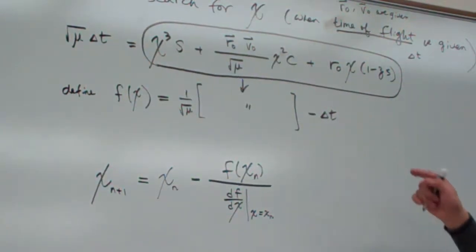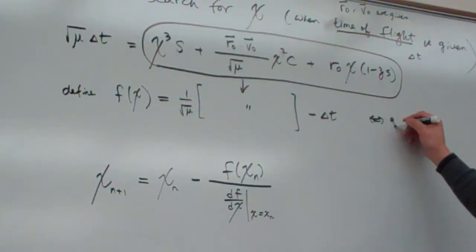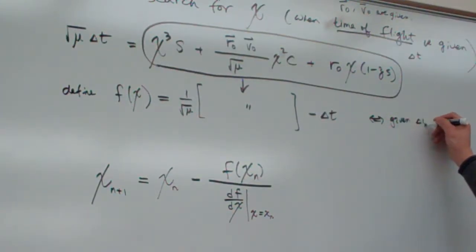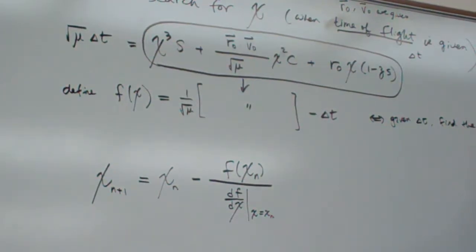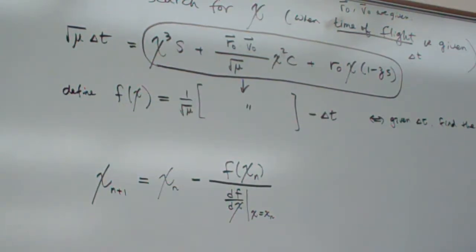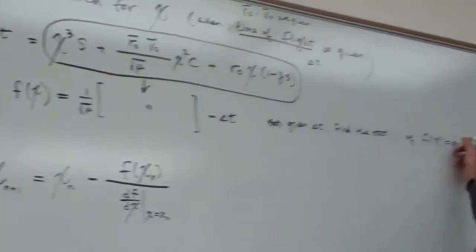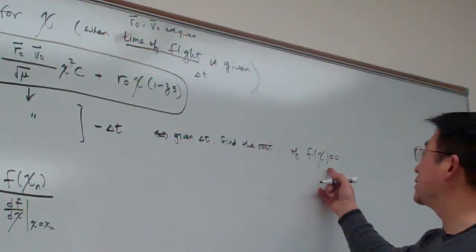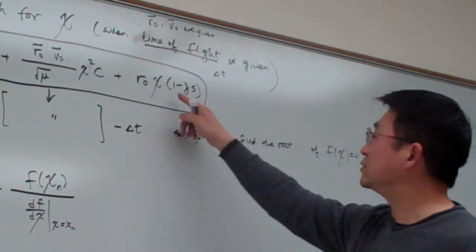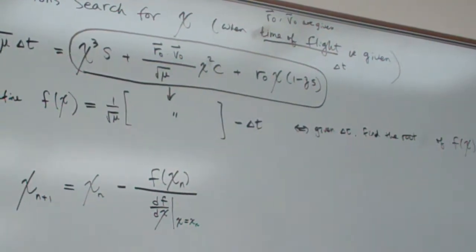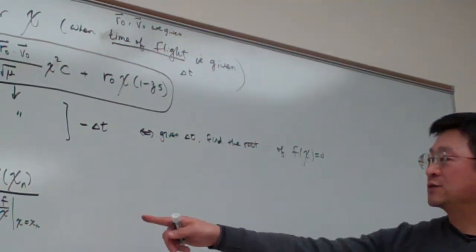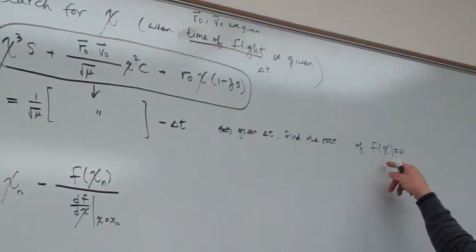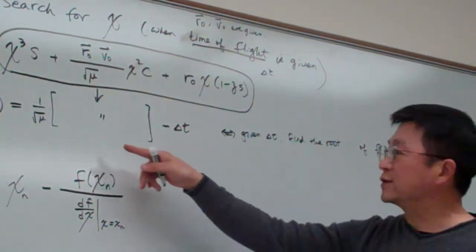So basically here for this example, given delta t, we find the root. Okay, so basically this is the root finding problem: f of x equal to 0. When this function equals 0, that means we have the solution for x. Okay, and Newton's method for this one is based upon this format. So we have rewritten this one.